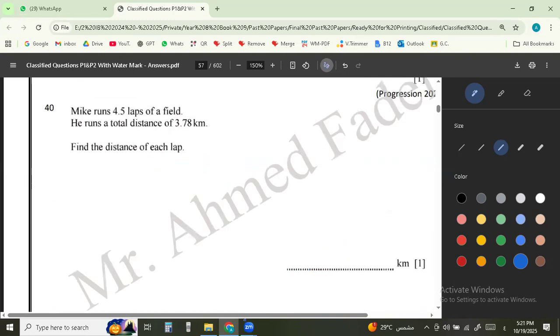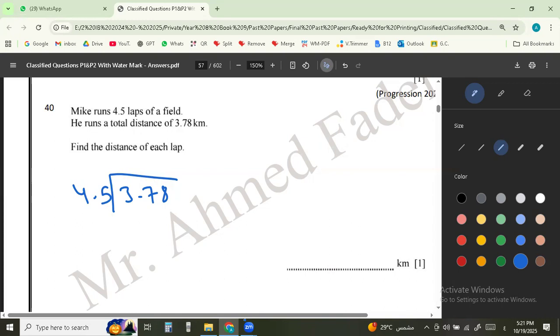Mike runs 4.5 laps of a field. He runs a total distance of this. Find the distance of each lap, one lap. So the total is 3.78 and I'm going to divide by 4.5. I want to find the answer for one lap, so 3.78 divided by 4.5. Can I do it this way, Mister?